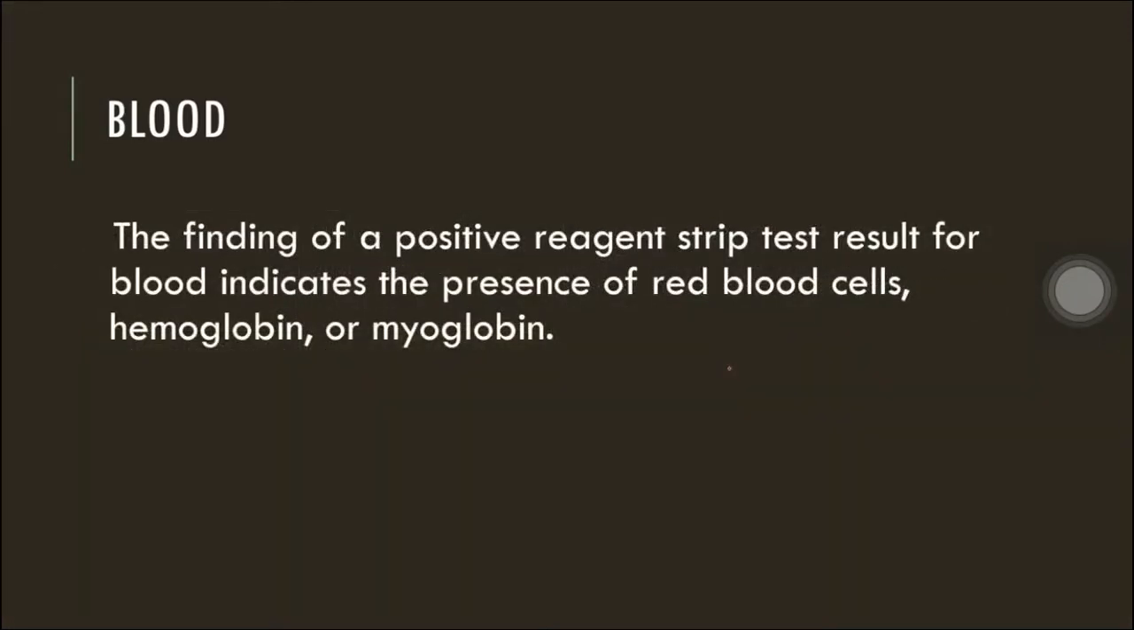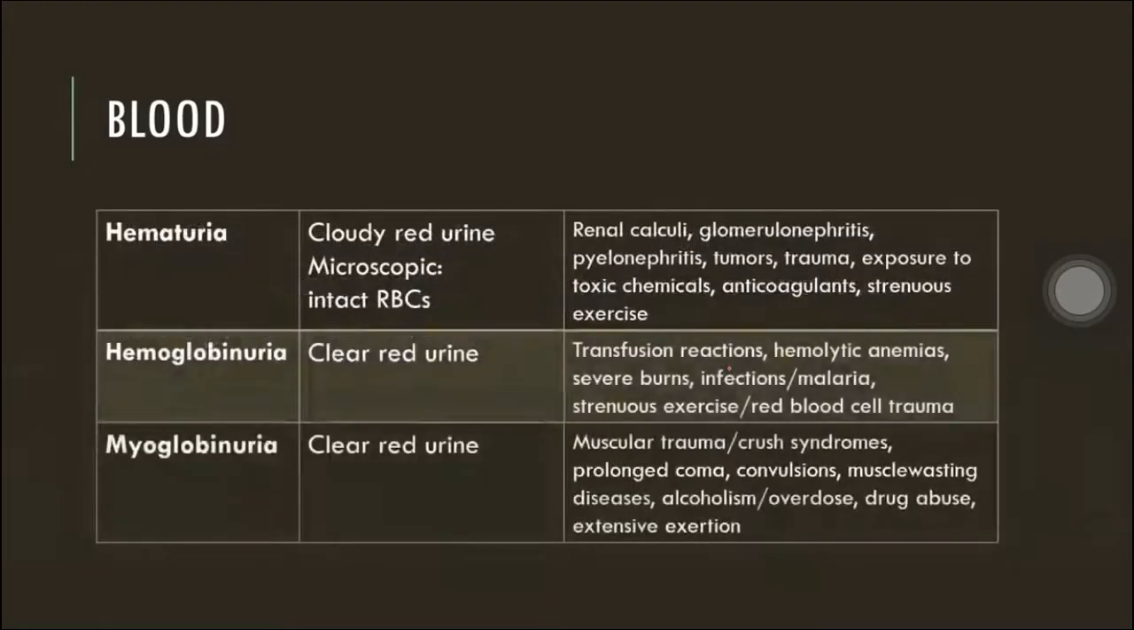So how will you differentiate the results for hemoglobin, myoglobin, and intact red blood cells or hematuria? Since pare-pareho sila na positive sa blood. Okay, so look at the sample itself, physical examination. So if cloudy red yung urine and at microscopic examination, may presence ng intact RBCs, that's considered as hematuria.